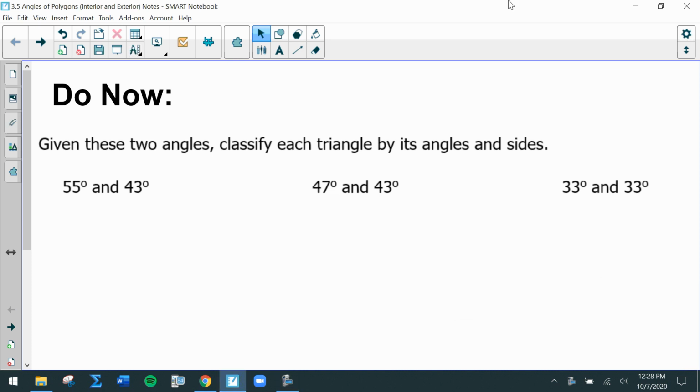For this first example, I would like everyone to try on their own. Given the two angles, classify each triangle by its angles and sides. And feel free to use your calculator for these questions as well. So for the first one, we have a 55-degree angle and a 43-degree angle.